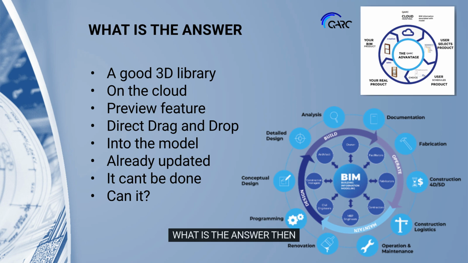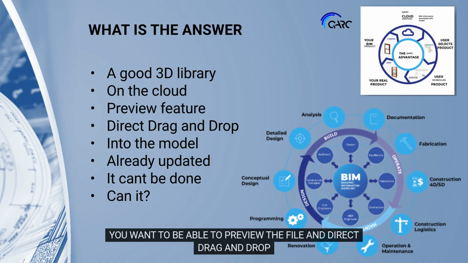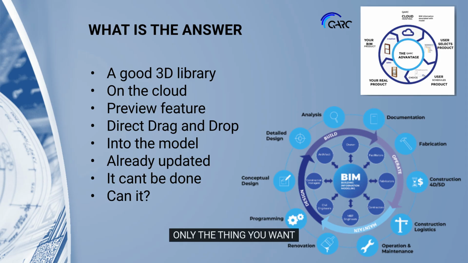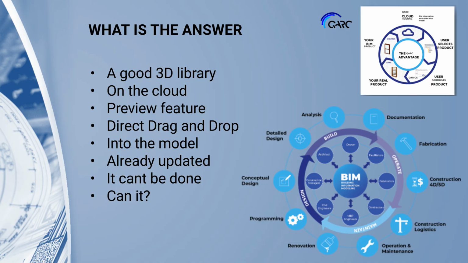What is the answer then? You want a good 3D library that is accessible on the cloud with a preview feature, so the name is not as important. You want to be able to preview the file and direct drag and drop into the model only the thing you want when you want it. You want it already updated to your current Revit version. Many say it can't be done. I am here to tell you it can. Stay with me.